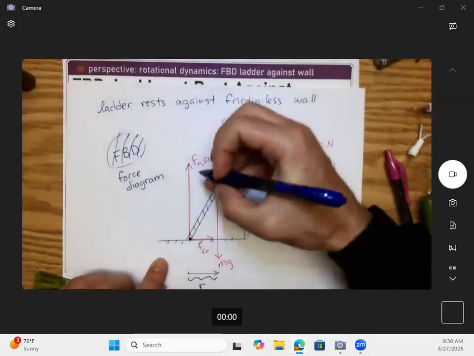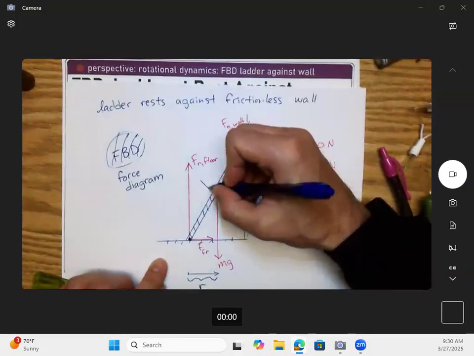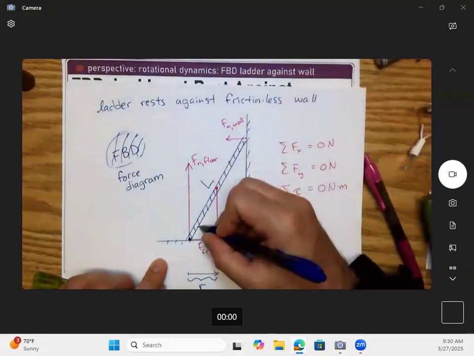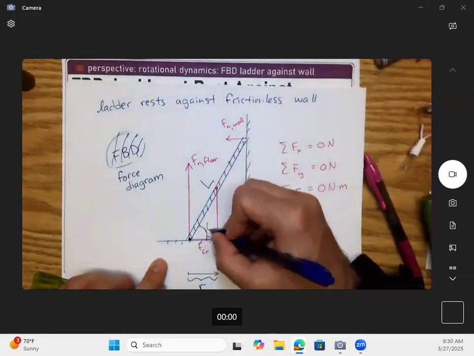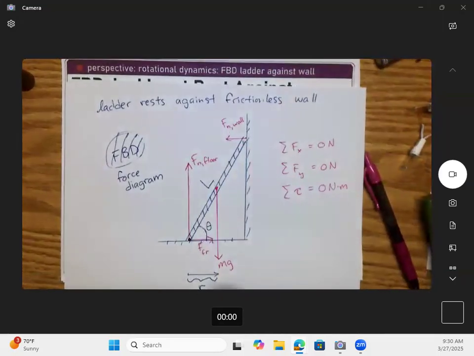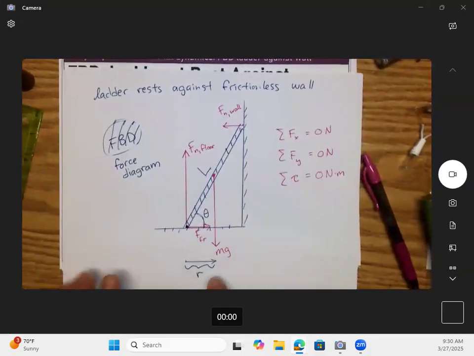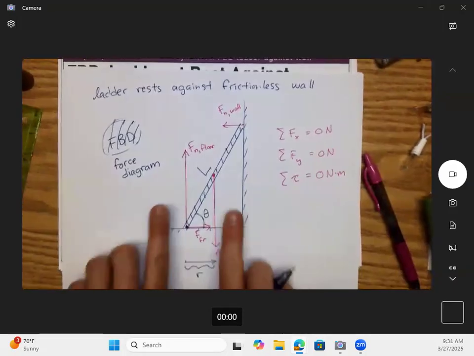Now, if I tell you the length of the ladder is L, and what if I give you this angle down here from the floor? I'll call that theta. Okay. Who can tell me what is R, this radial arm right here, in terms of L and theta?